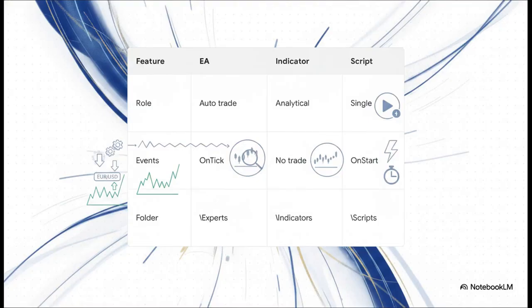Now, when you stack EAs up against custom indicators and scripts, a pretty clear hierarchy emerges. Just look at the event handling differences here. Indicators are built strictly for analytical functions, right? And scripts just fire off a single action on command and then stop. But the EA is designed to constantly listen to the market via events like OnTick and OnTrade and react by automatically trading. Your choice of program dictates what you can actually build. So if you want full hands-free automation, the EA, which lives in your Experts folder, is absolutely your go-to tool.